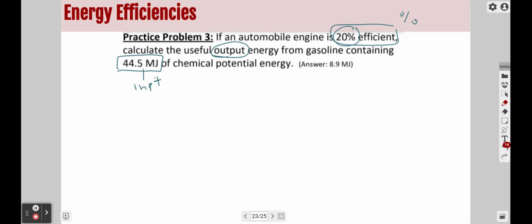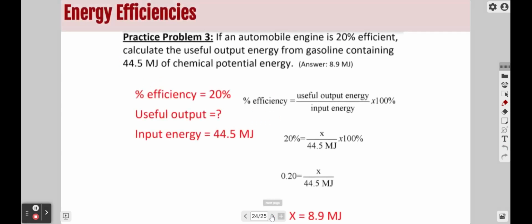So I'm going to use the next slide. The formula has been set up for us, and the numbers have been added. So let's take a look at what's happened here. We have our formula where we have put in our input energy of 44.5 megajoules. We know our engine is 20% efficient. So we've set up our formula. How did this get solved? All right, how did this get solved is the question.